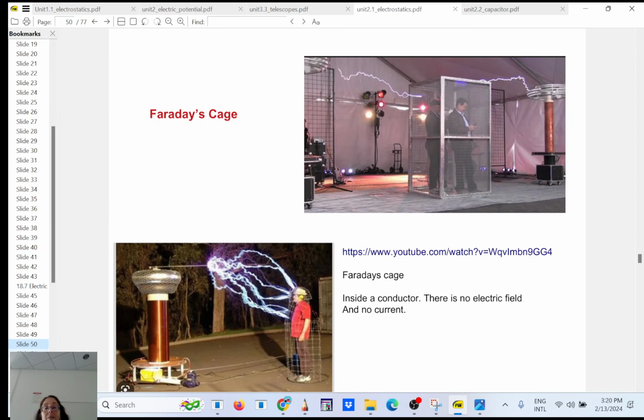So here, you see, if you go to Boston, they have a science museum. So he's inside a cage. He's not afraid, except for the noise. So it's a lot of noise here. So he has an earplug here, but there is a breakdown.